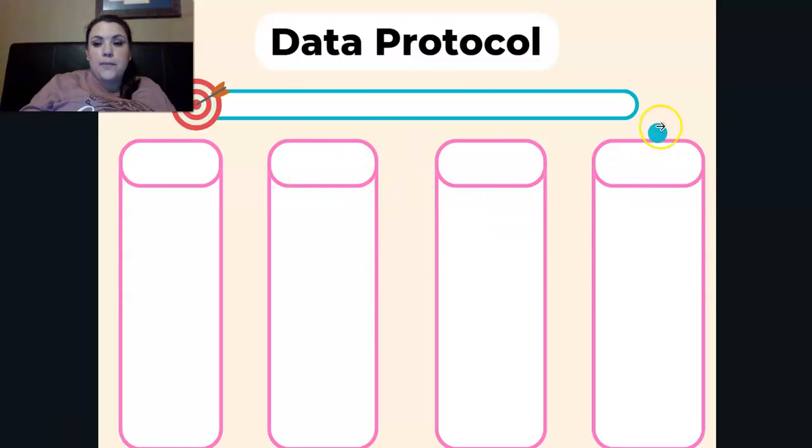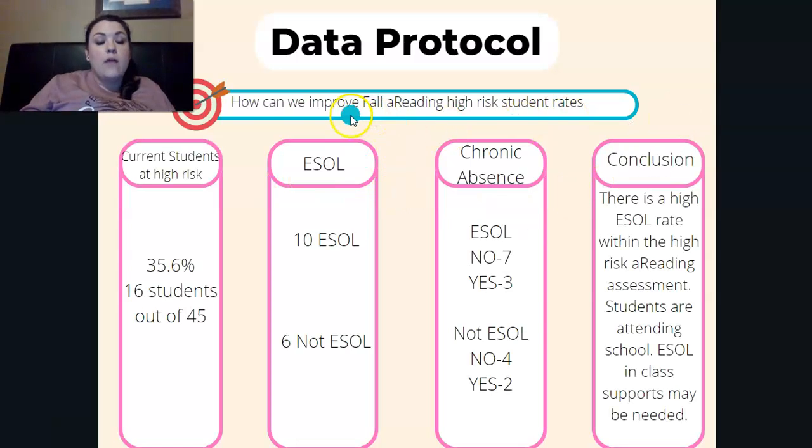So an example of that would be if I'm going to look at how we can improve fall A reading as far as high-risk student rates, I can look at the current high-risk student rate. So in this case, we had 35% of the students in the high-risk category. That was 16 students out of the 45.